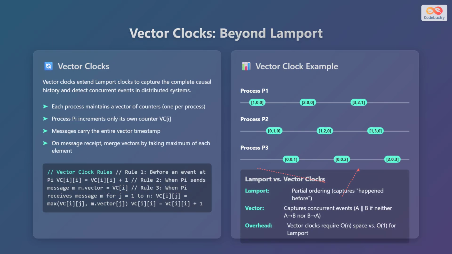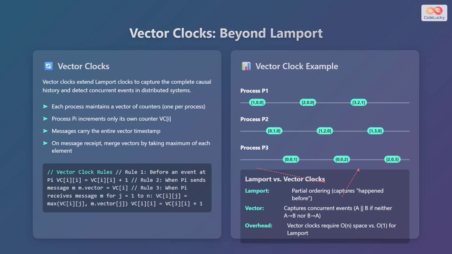Let's move beyond Lamport clocks and explore vector clocks. Vector clocks extend Lamport clocks to capture the complete causal history and detect concurrent events in distributed systems. Each process maintains a vector of counters, one per process. Process P sub I increments only its own counter in the vector clock, and messages carry the entire vector timestamp. On message receipt, vectors are merged by taking the maximum of each element.